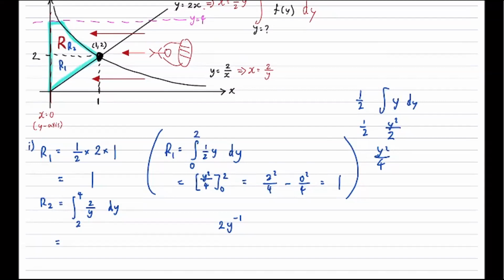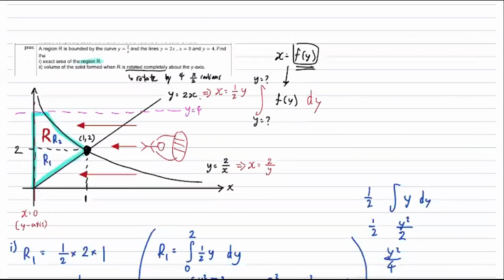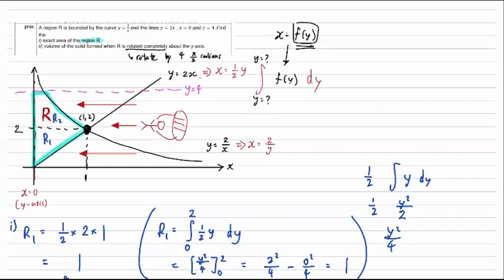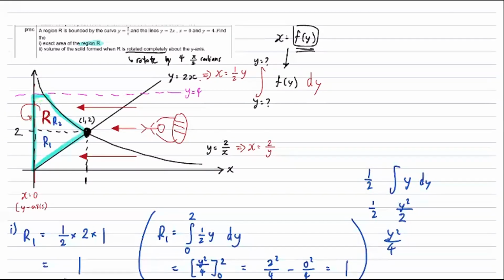So sub in, then you get ln 4 minus ln 2, correct? You get ln 4 over 2, which is ln 2. So 2 ln 2, perfect. Then you just need to add them together. Good, part 1 okay. Move on to part 2: volume of solid formed when R is rotated completely about the y-axis. So you draw a fancy circle like this, to remind yourself you're turning about the y-axis.